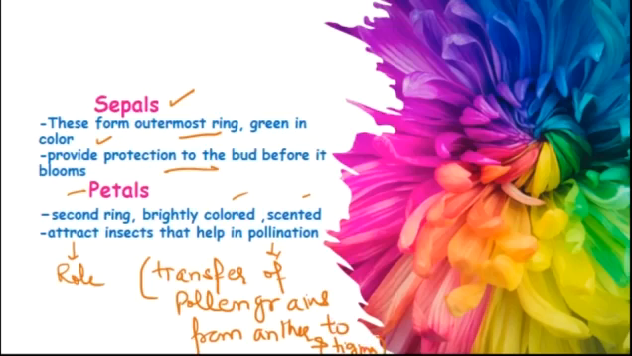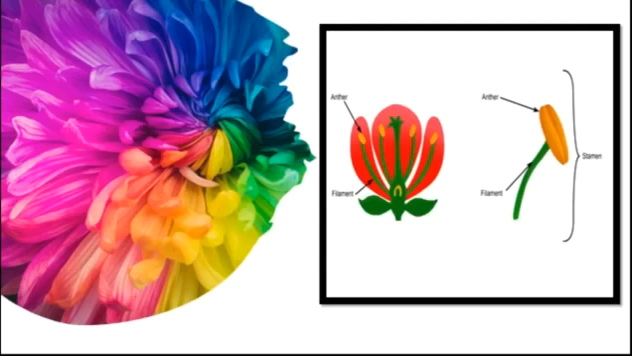So let's study the next slide. Now we are going to discuss the third ring, that is the stamen. Stamen is also called the male part of a flower. This stamen is a male part and makes the third ring of the flower. This stamen consists of two parts.